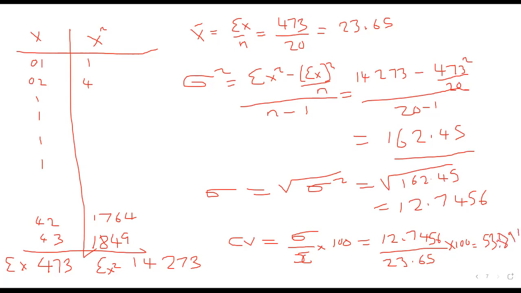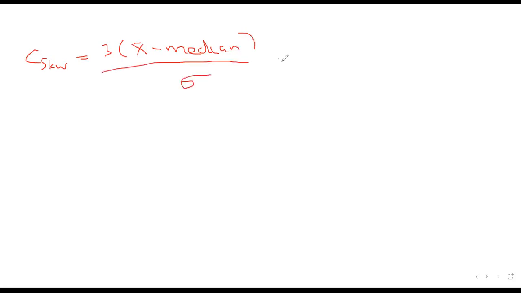3.89% is the coefficient of variation. Then we go to the coefficient of skewness, which is 3 times x bar minus median (Q2), divided by the standard deviation. So 3 is part of the formula.